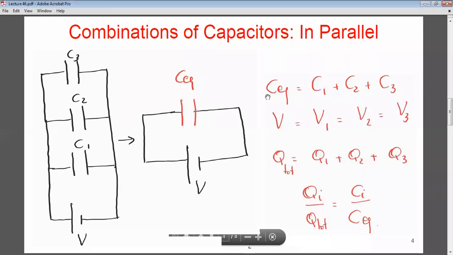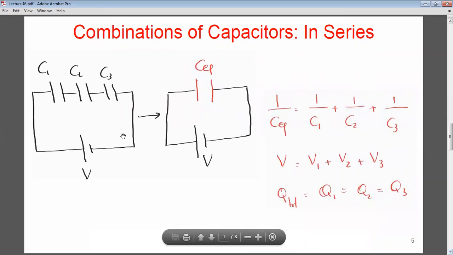Now, if I have a series combination, in order to get the C equivalent, I have to use the formula 1 over C equivalent is equal to 1 over C1 plus 1 over C2 plus 1 over C3. The voltage V across the battery will be V1 plus V2 plus V3, okay? And the Q total across the battery is exactly Q1, is exactly Q2, is exactly Q3, okay? So these need to be memorized.